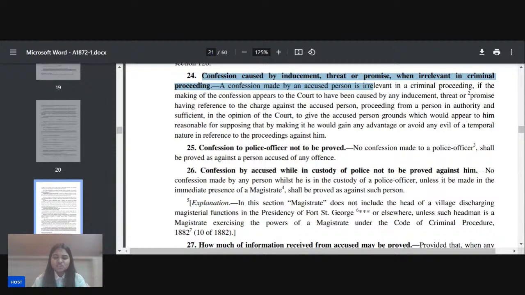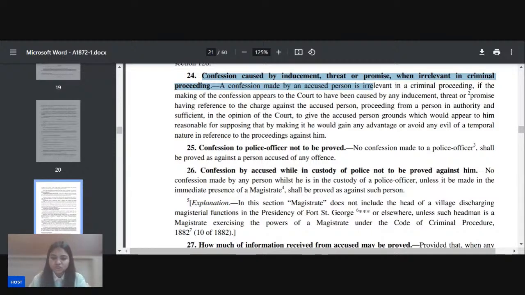Now section 26 does not apply to judicial custody, because police officers do not have independent control over the accused in judicial custody, but in police custody they do have. Come to section 27, how much of information received from accused may be proved. Very important section.